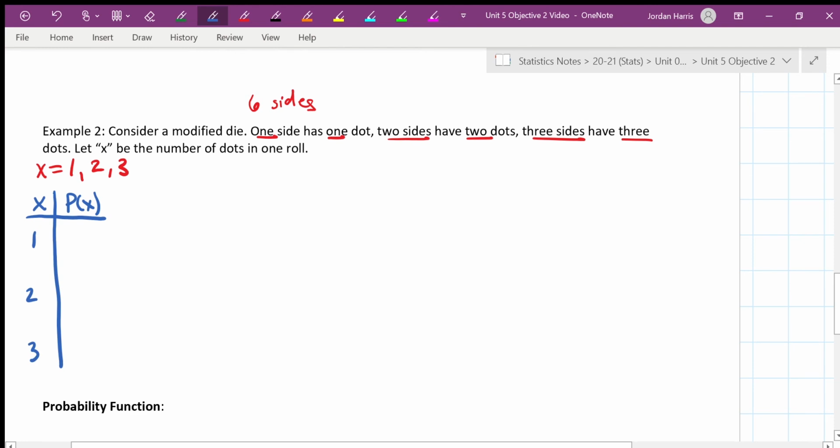Okay, so I just have to think about it. This one's actually pretty easy. If I have 1 side with 1 dot, that's a 1/6 chance. 2 sides that have 2 dots, that's 2/6, which simplifies to 1/3 chance. And 3 sides with 3 dots, so 3/6, which simplifies to 1/2. So 1/6, 1/3, 1/2, or 1/6, 2/6, 3/6 before simplifying. Then we can make our little histogram.